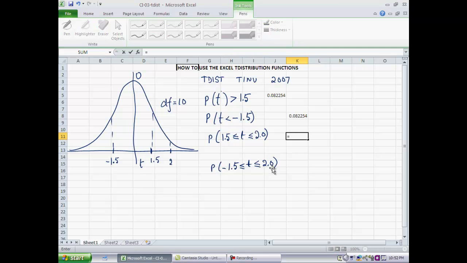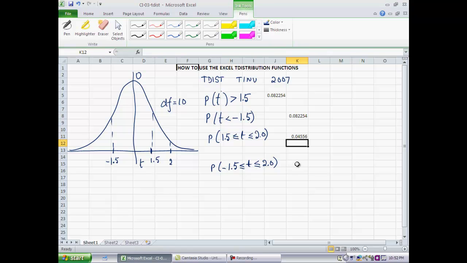So this would be equal to Tdist of 1.5, 10 degrees of freedom, one tail to the right, minus the area to the right of 2. So Tdist 2, 10 degrees of freedom, one tail. So it's 4.5%. So the probability of T being between plus 1.5 and plus 2 is 4.5%.